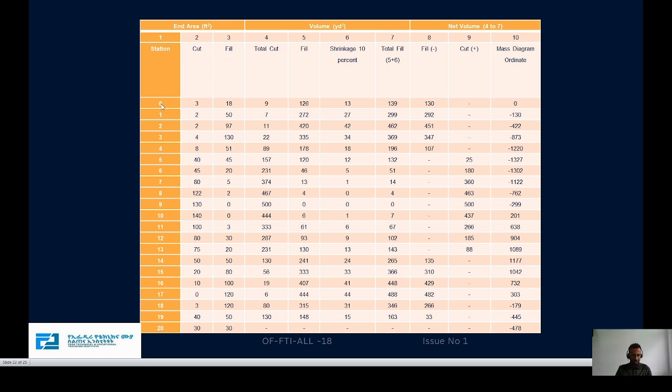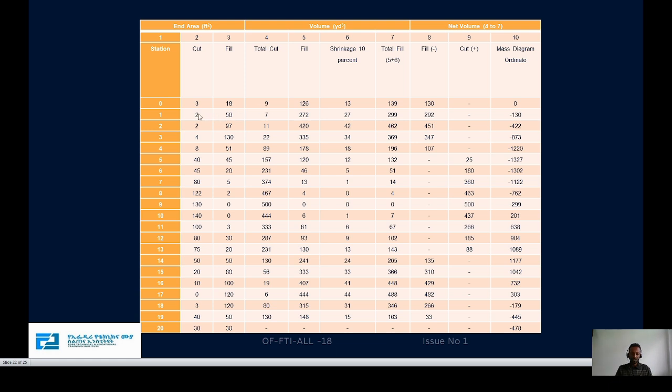Cutting at station 0 is 3. Station 1 will be 2. So there is 2000 feet, so it is 20 stations. The total cutting will be calculated by area 1 plus area 2 times the length. The length is 100, divided by 54, which gives 9.